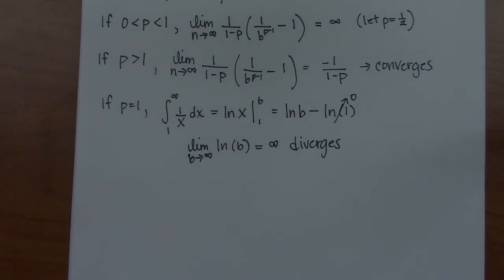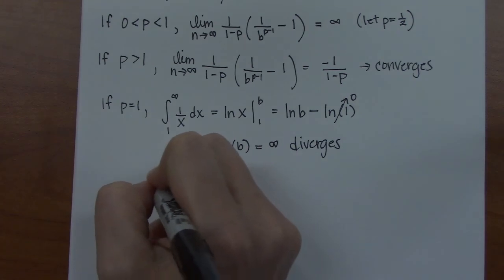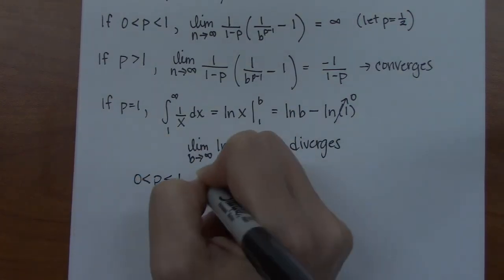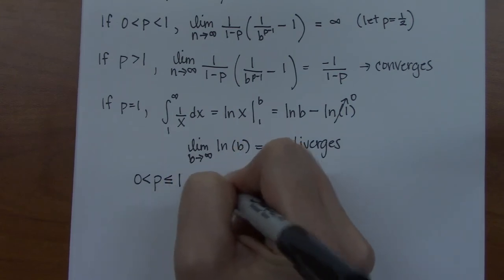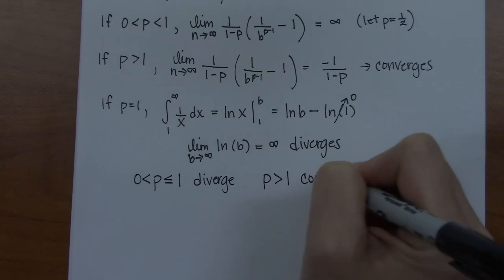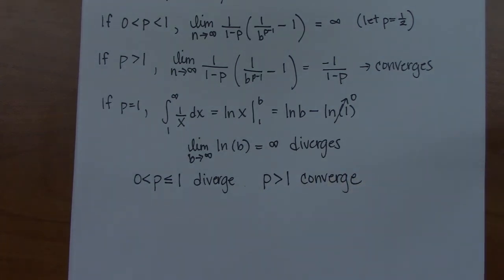So the punchline is, if you see a p-series, if the value's between 0 and 1, it diverges, and if the value's bigger than 1, it converges. So now we can say any p greater than 0 and less than or equal to 1, those series diverge, but any p-value greater than 1, those series converge.